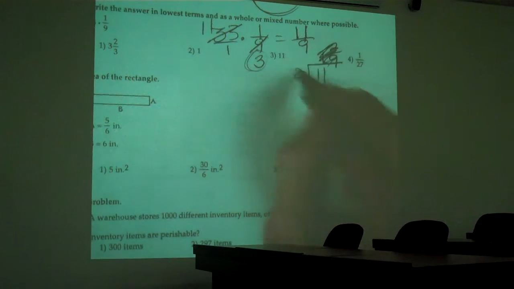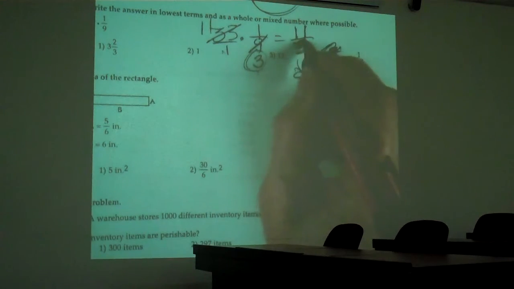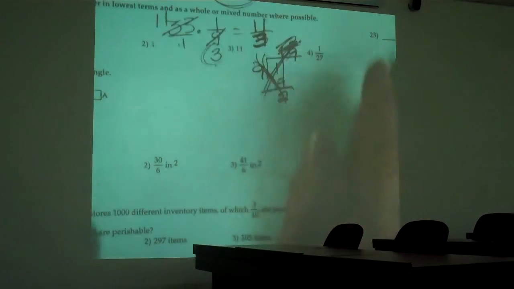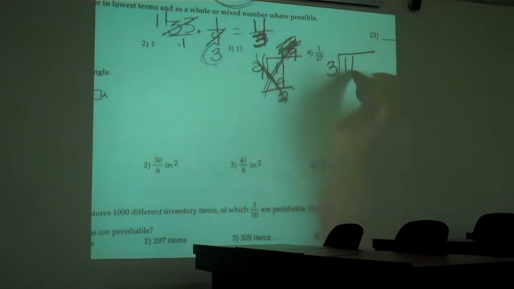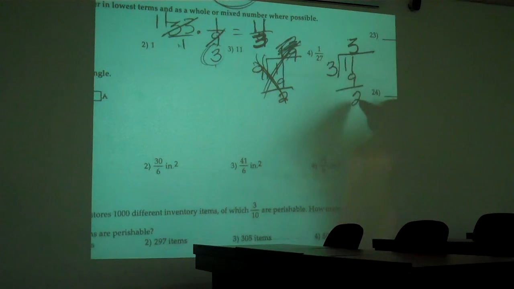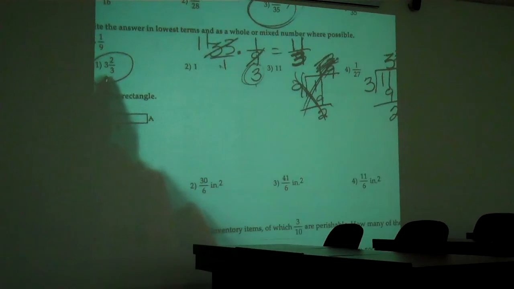I'm sorry, it's thirds, huh? I'm sorry, I messed up. Back up, huh? 11 times 1 is 11. 1 times 3 is 3. Now we'll do 11 thirds instead of 11 ninths. 3 into 11. 3 times. 3 times 3? 9. There's still 2 left over. 2 thirds. 3 and 2 thirds. Which is number 1. 3 and 2 thirds.